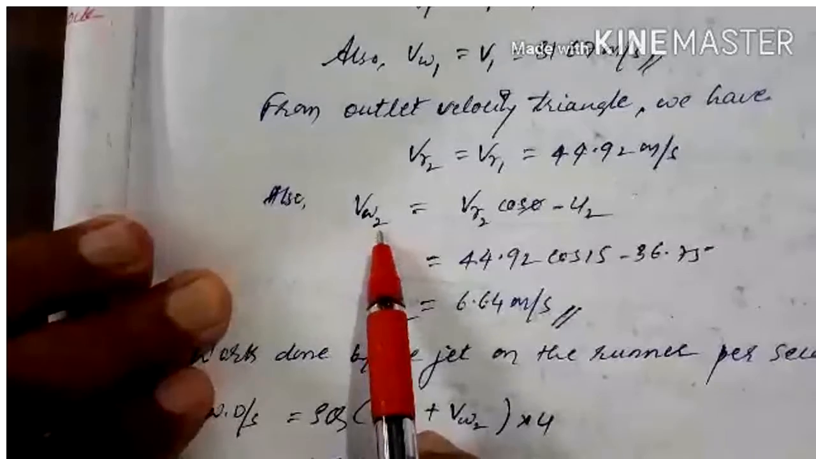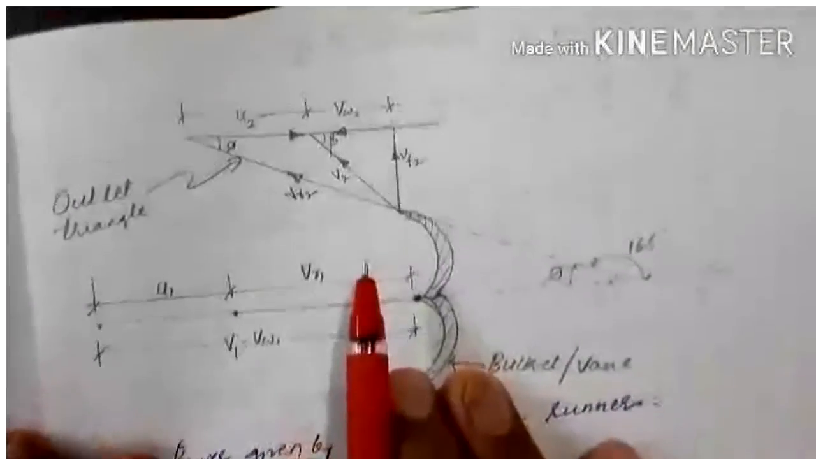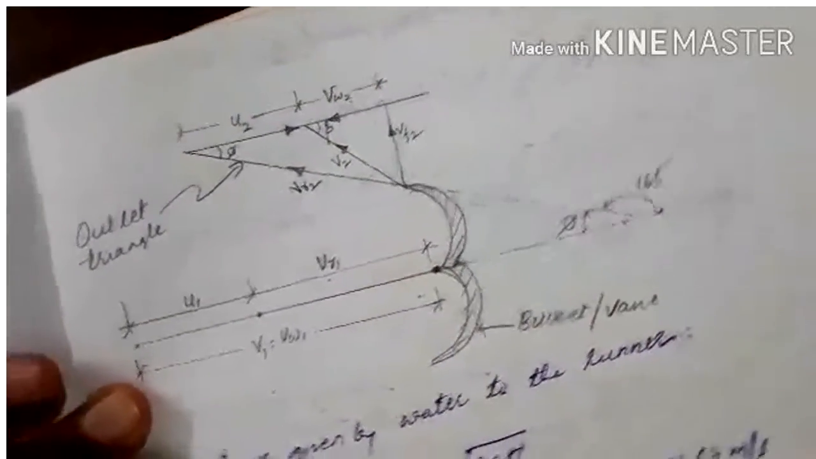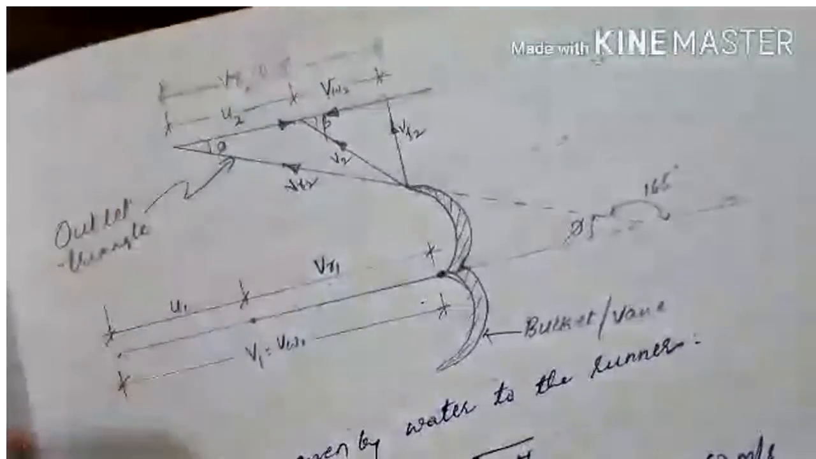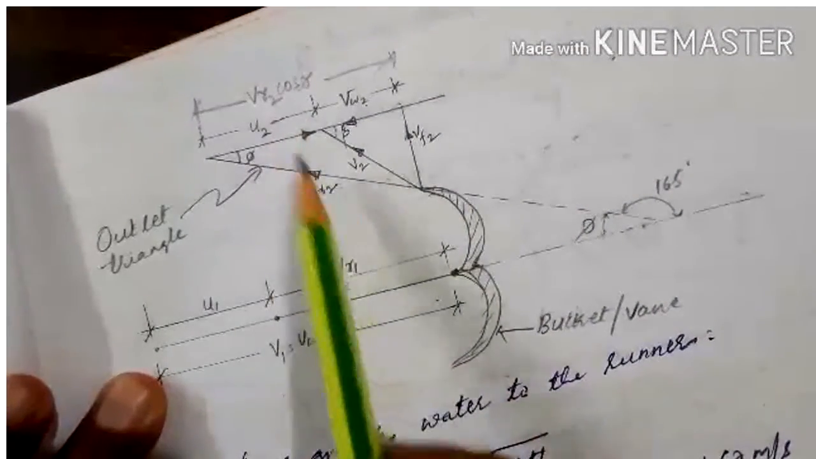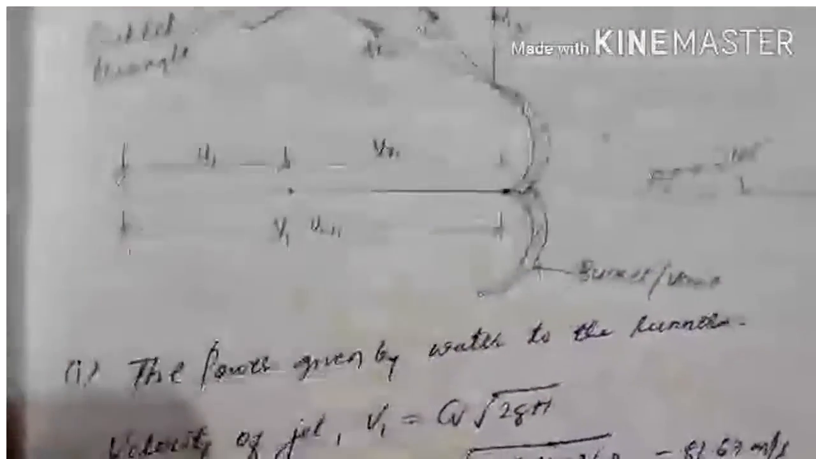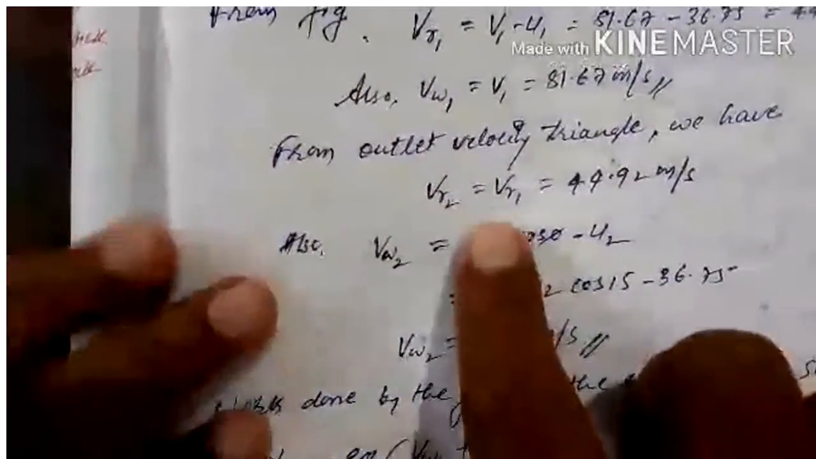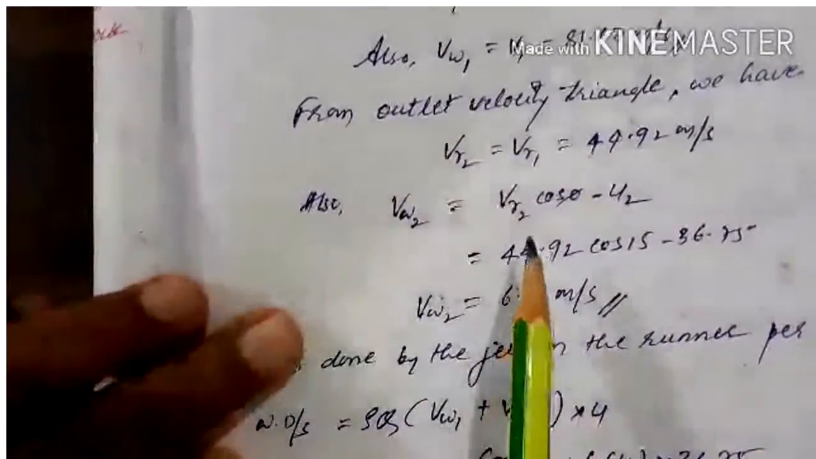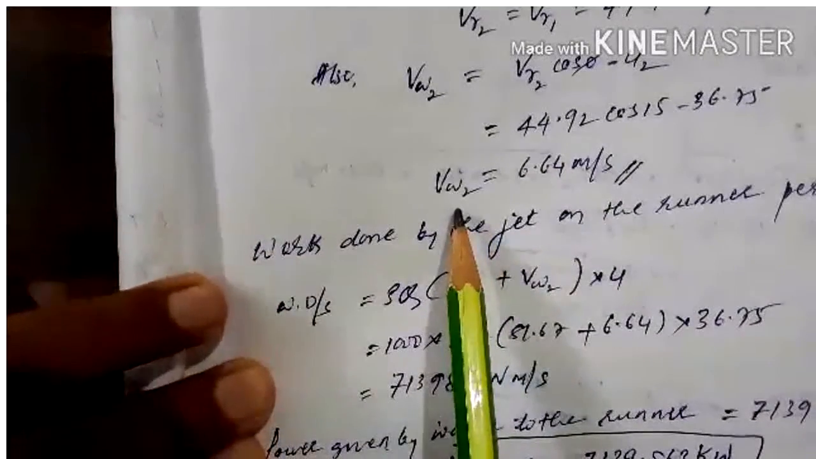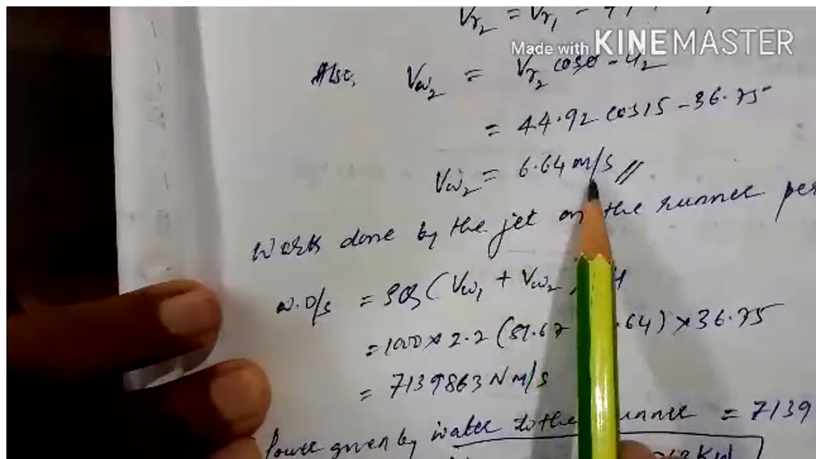Then finally VW2 is to be calculated. Again referring to the velocity triangle at outlet, VW2 will be this one. This is VR2 cos phi, that is the horizontal component of VR2. Then VR2 cos phi minus U2 gives you VW2. This is VW2. That is, the velocity of whirl at outlet will be 6.64 meter per second.